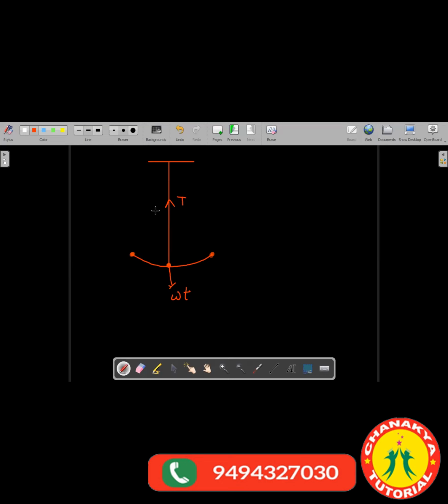Now, if the object starts accelerating in a circle, there must be some external torque acting on it.